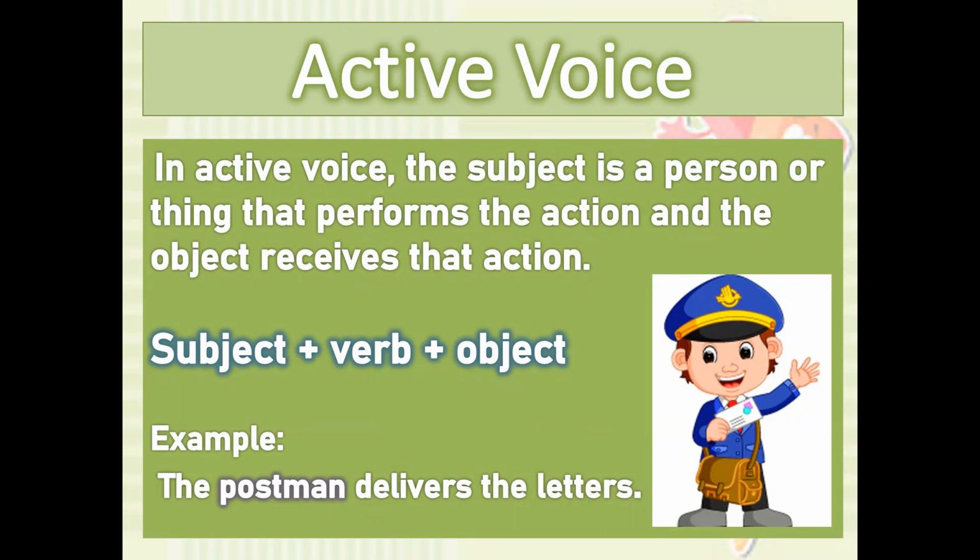In active voice, the subject is a person or thing that performs the action and the object receives that action. The subject comes first, then the verb and the object. Example is here. The postman delivers the letters. As we can see in the sentence, the subject is postman, the verb is delivers, and the object is letters.